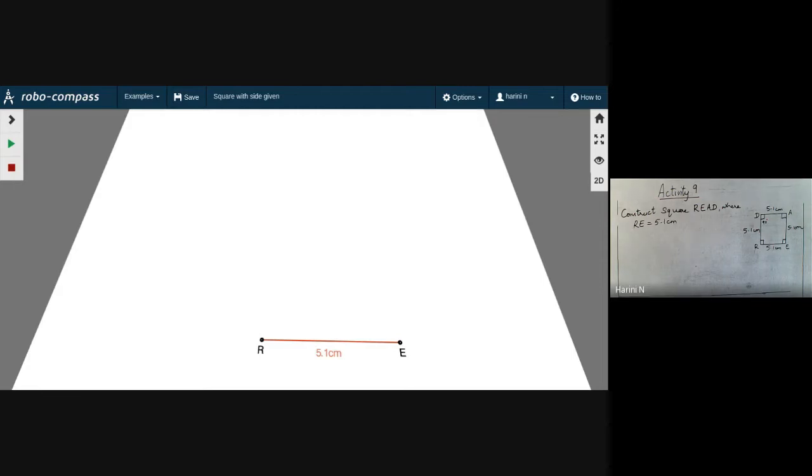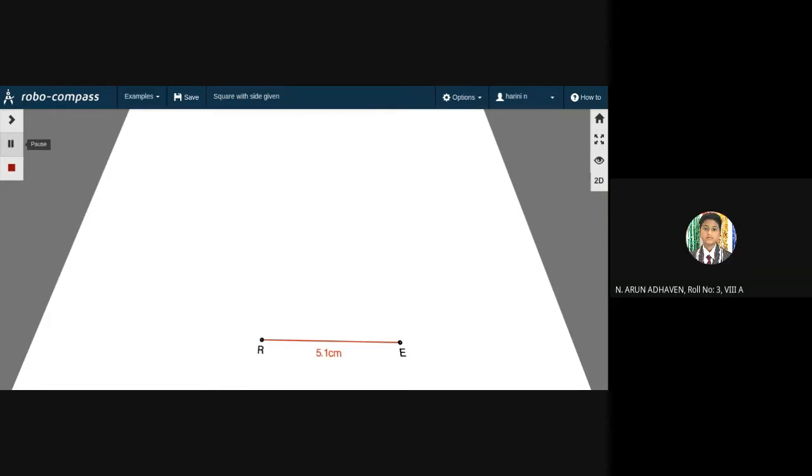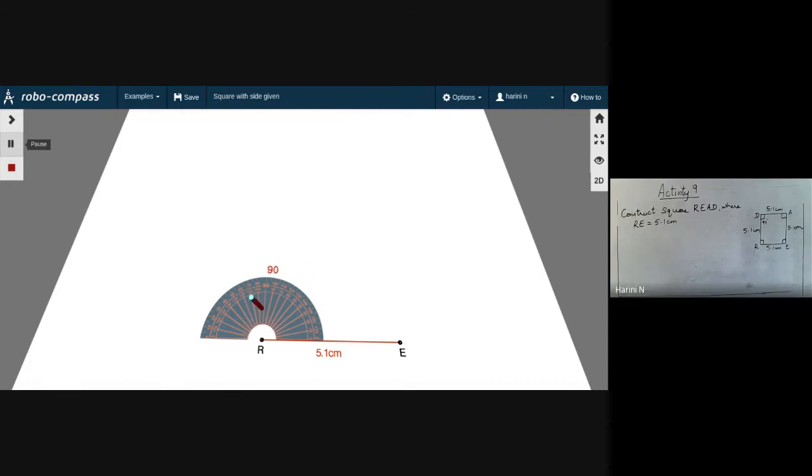Otherwise, take your protractor, keep it at R, mark the 90 degrees, construct the 90 degrees ray, and again keep the protractor at E, mark 90 degrees and draw the ray. So the two rays making 90 degrees each at R and E should be ready. In the exam, you should use the protractor or only compass, if you know how to construct a 90 degrees with your compass, please go ahead. I think I told this to you yesterday also.